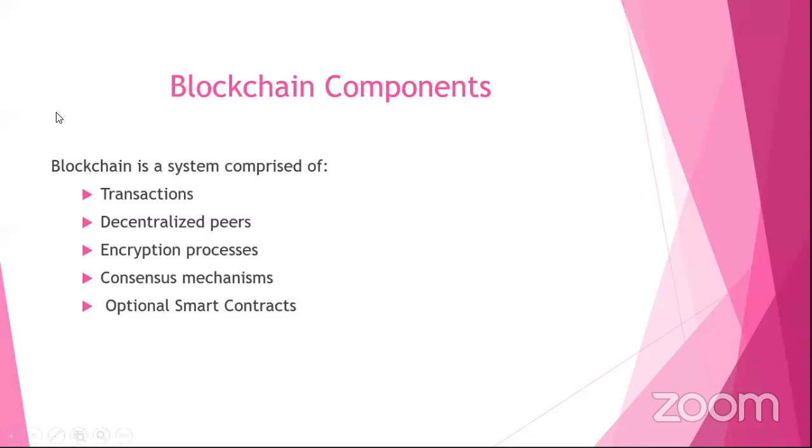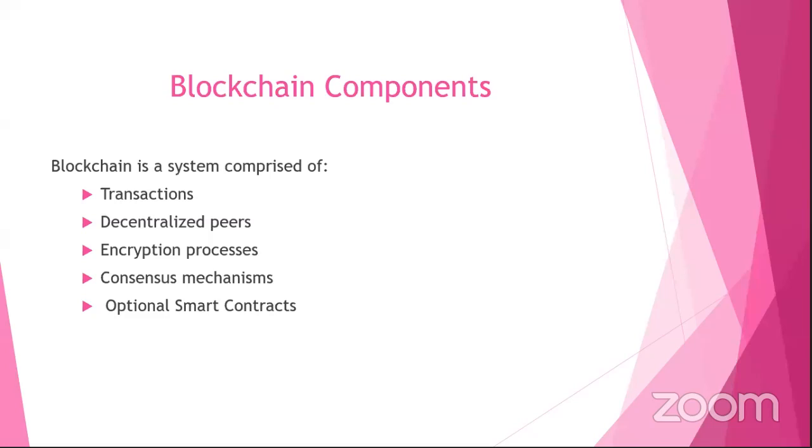A blockchain system consists of transactions, decentralized peers, encryption processes, consensus mechanisms, and optional smart contracts. Transactions are whenever we transfer cryptocurrencies, or deploy smart contracts in the blockchain network. Decentralized peers are independent nodes, that is, computers which can produce services and consume services.